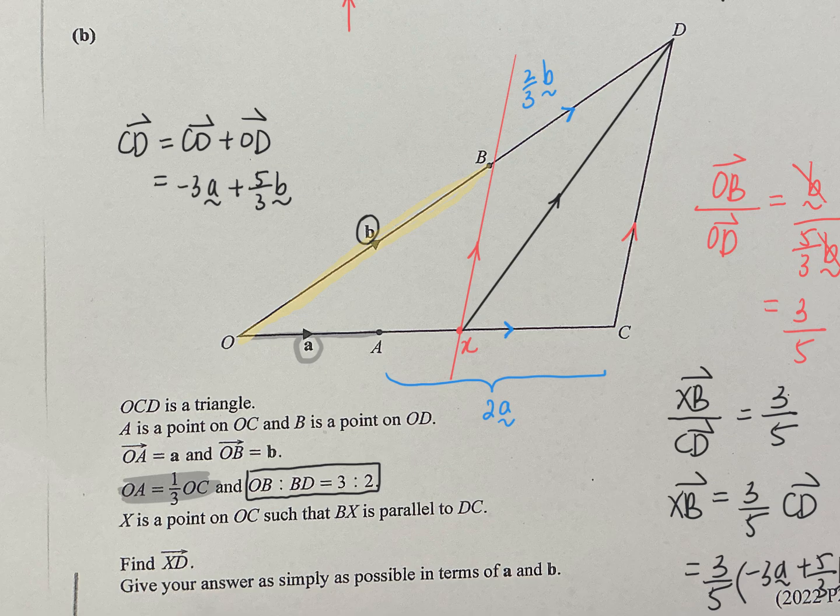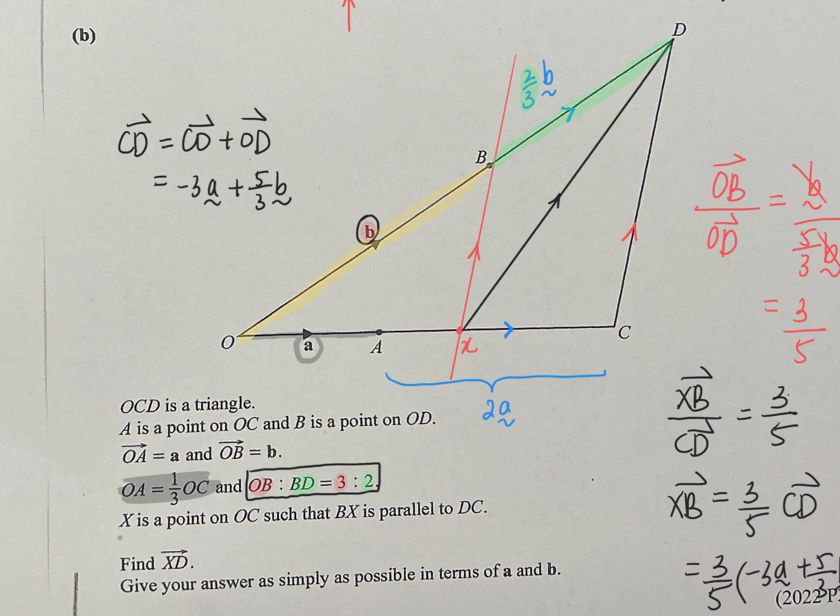Next, they tell me that OB is 3 units. In order to find my 2 units, I divide by 3 and times 2. That's why my BD is 2/3 B. Can you agree with that? Because this thing here is 3 units, I divide by 3 to find 1 unit and then I times 2. So this is 2/3 B, this part here only. Everything that they give me, I put on the diagram first. Then I move on to the next part.